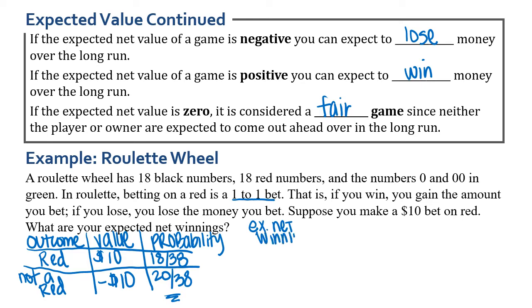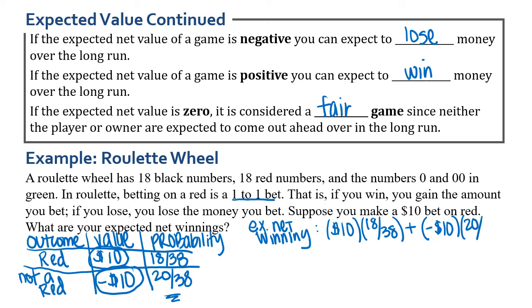So if we had to find the expected net winnings, which is just the expected value, in this case, I had what my net winnings would be. My net winnings would be 10 bucks if I win, negative 10 bucks if I lose. So this expected value is going to be, okay, I'd win $10, and the probability of that happening is 18 out of 38. And then I would lose the 10 bucks I put up, and the probability of that happening is 20 out of 38.